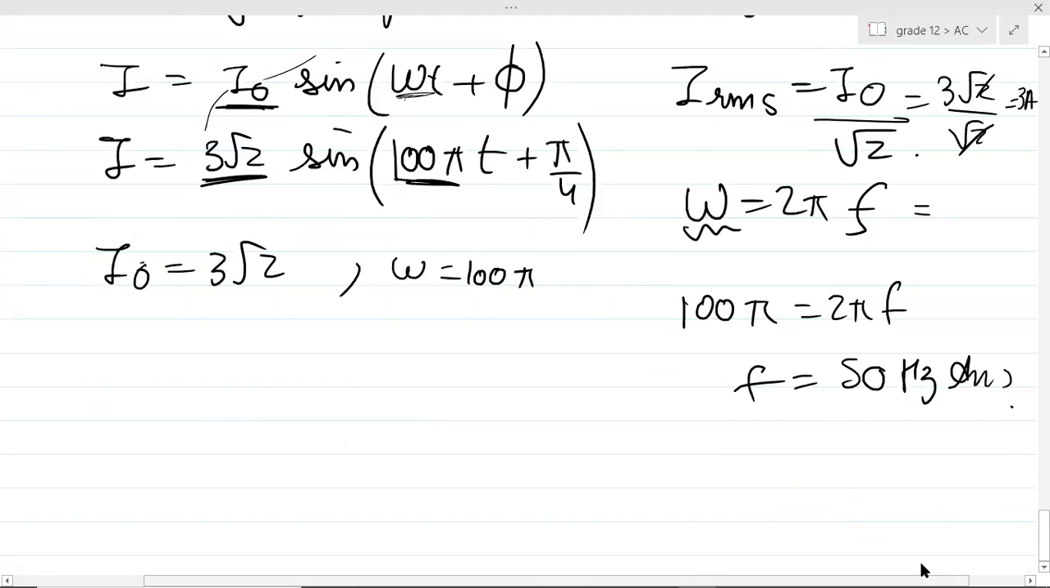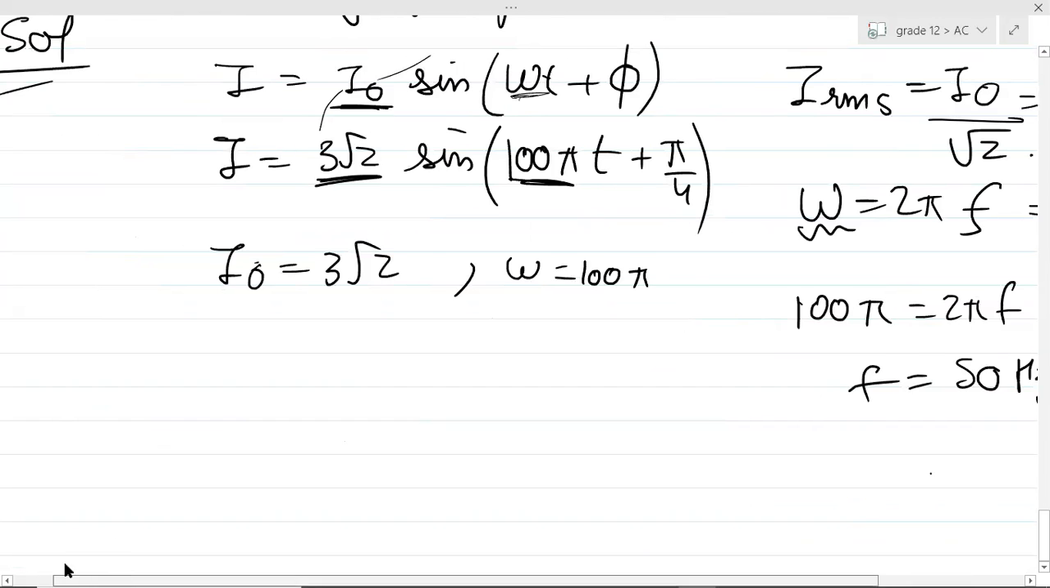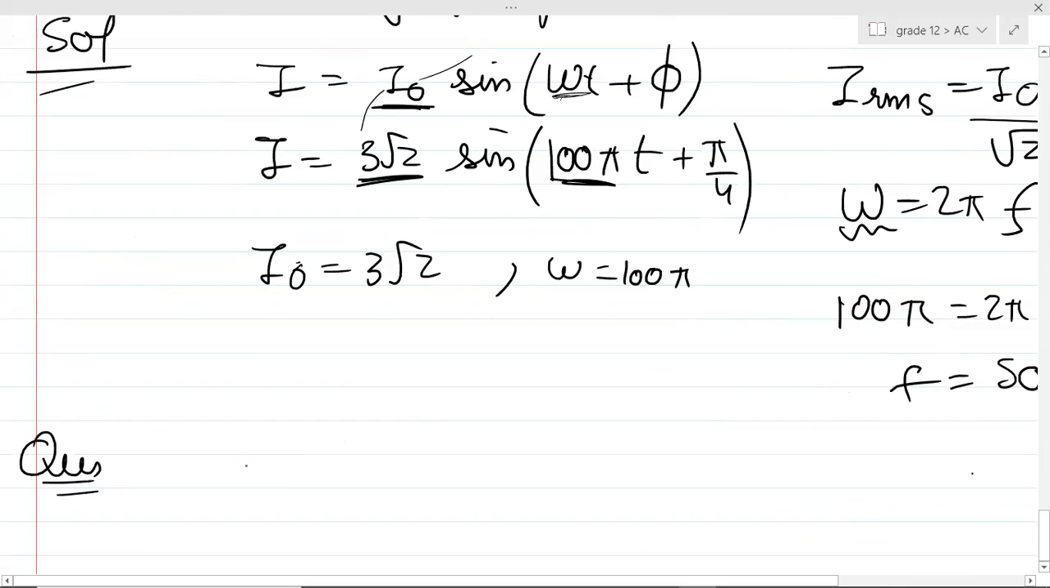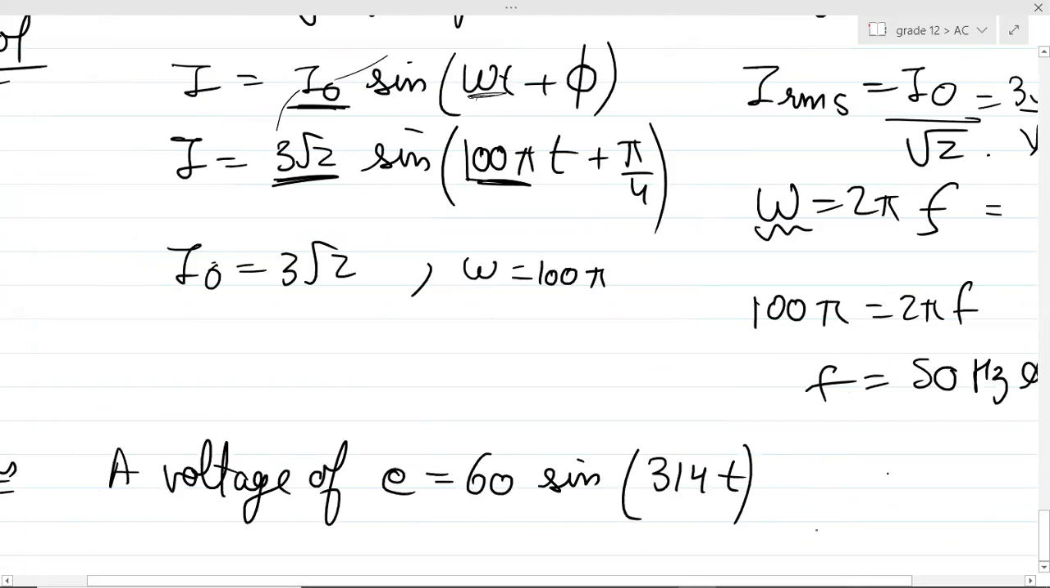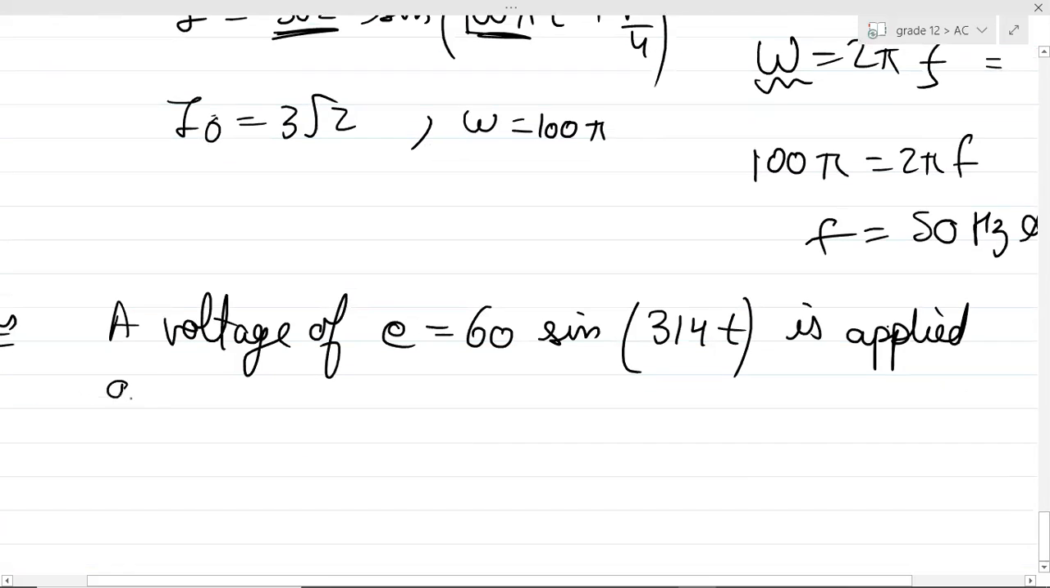And these types of questions are generally asked in school: direct comparison and then solve. I'll give you the next one. A voltage E equals 60 sine of 314 t, where 314 is nothing but 100 pi, is applied across a resistor.